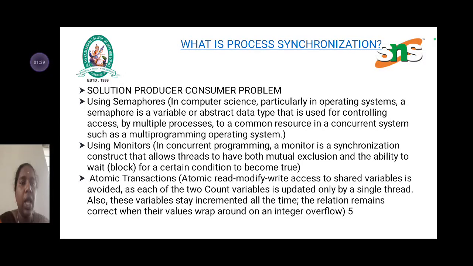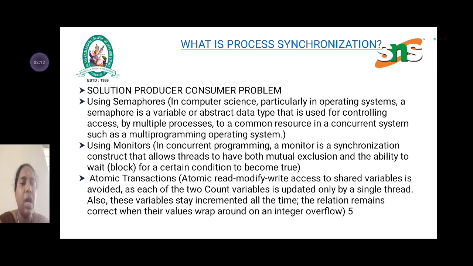A semaphore is a variable or an abstract data type that is used for controlling access by multiple processes to a common resource in a concurrent system, such as a multiprogramming operating system. Using monitors and atomic transactions. Monitors: in concurrent programming, a monitor is a synchronization construct that allows threads to have both mutual exclusion and the ability to wait for a certain condition to become true.